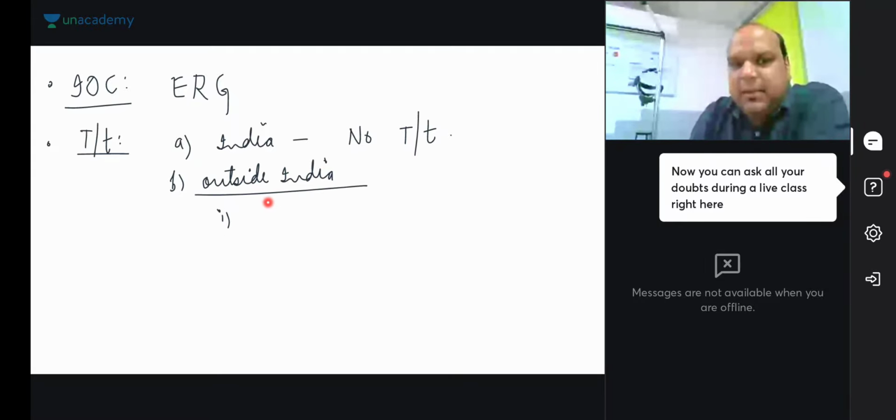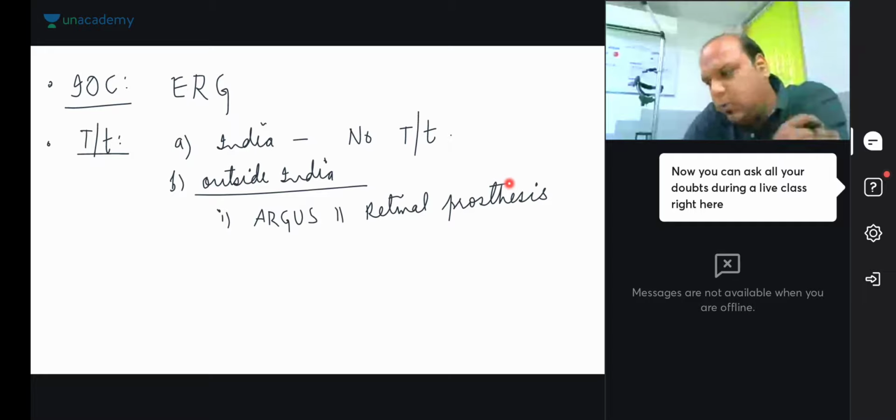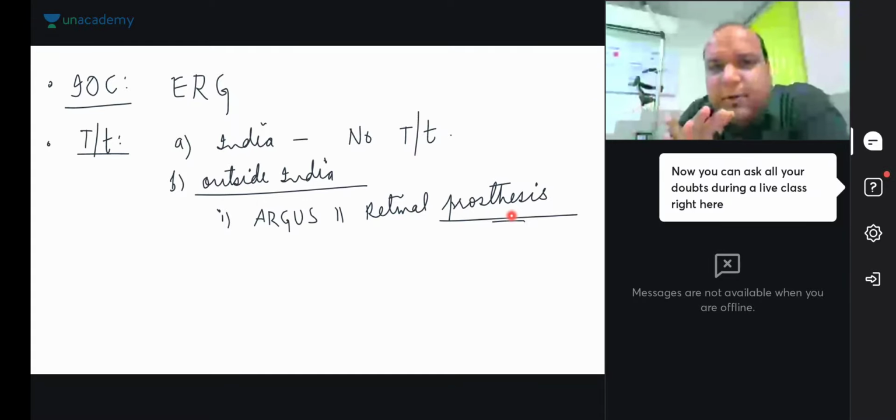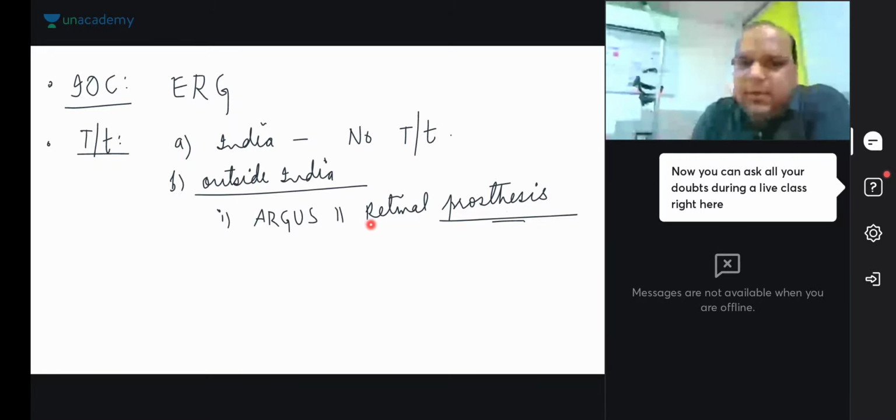Number 1, there is something called the Argus 2 retinal prosthesis. Okay, everybody, what are we doing? Focus on the word prosthesis. Prosthesis means artificial. We know our retina is not functional because rod cells and cone cells are destroyed. So we are basically implanting an artificial or prosthetic retina. Am I clear, everybody? This only restores central 20-degree of vision.